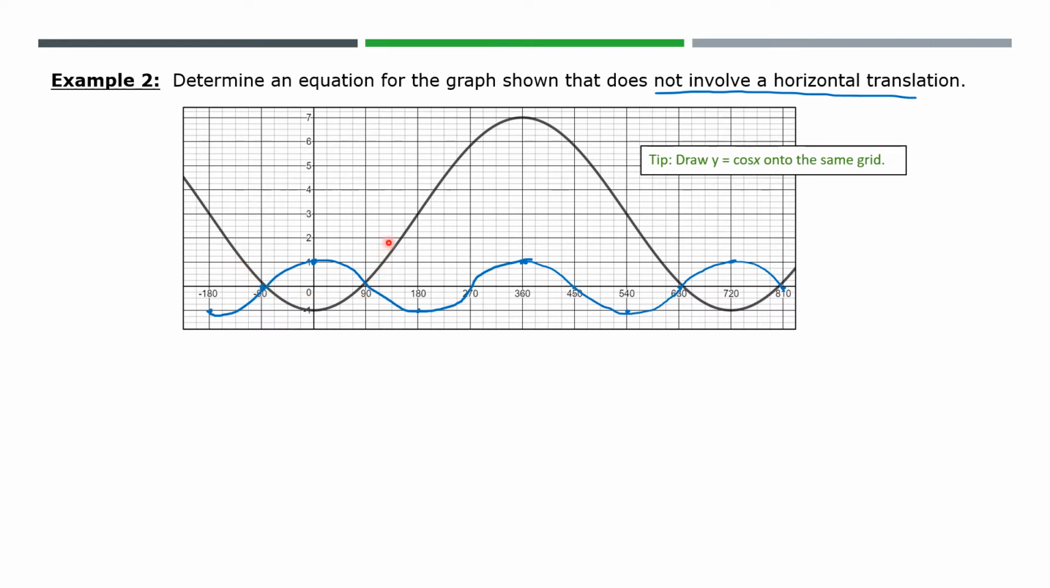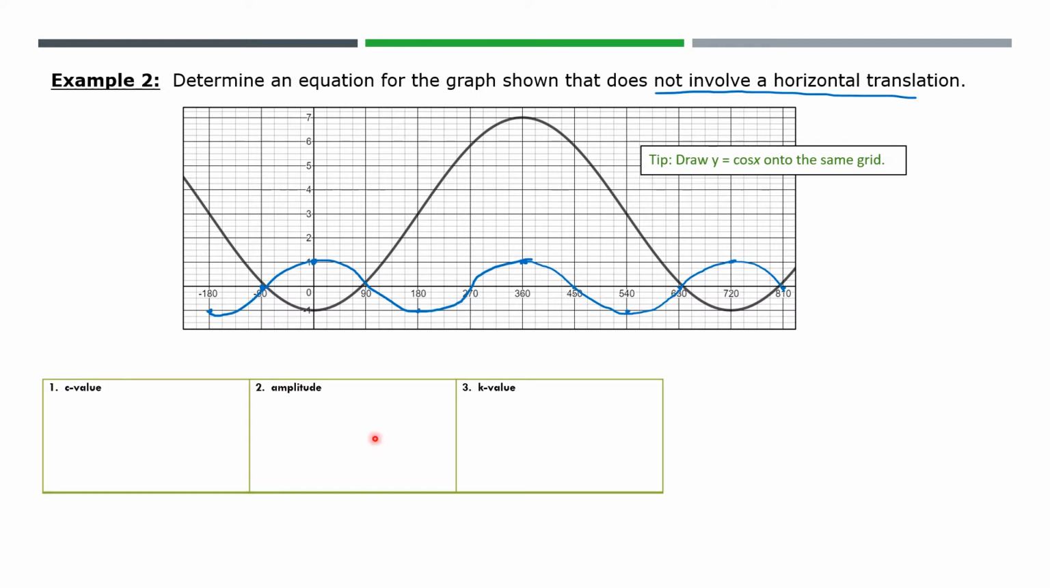This black one is very wide. Look how long one cycle is compared to the blue one. I've got several cycles of the blue in the same space. So there's lots of transformations. Let's put down the ones that we can see.